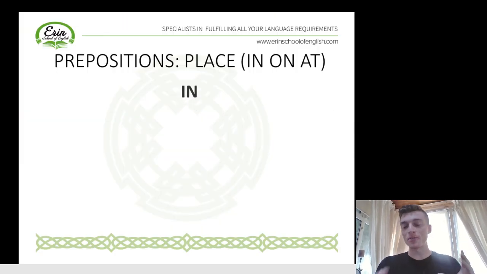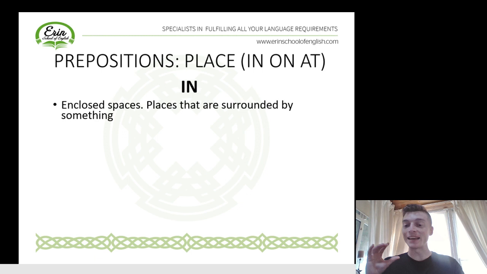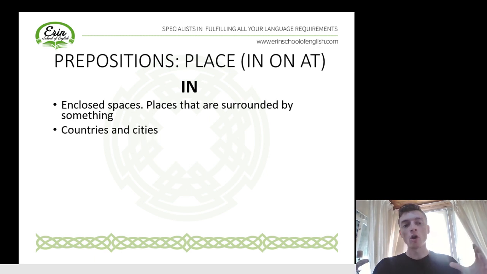So the first preposition we'll talk about is in. Now, in we generally use to talk about enclosed spaces. So think about places that are surrounded by something. Maybe they have walls, maybe they have a fence. But we can also use in for places that have a clear border or boundary. So things like countries and cities.